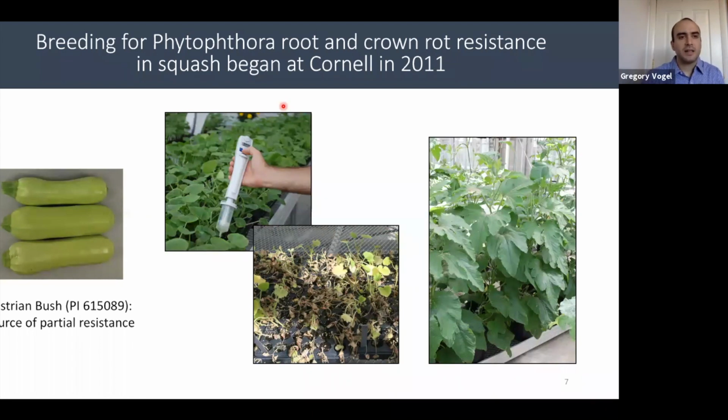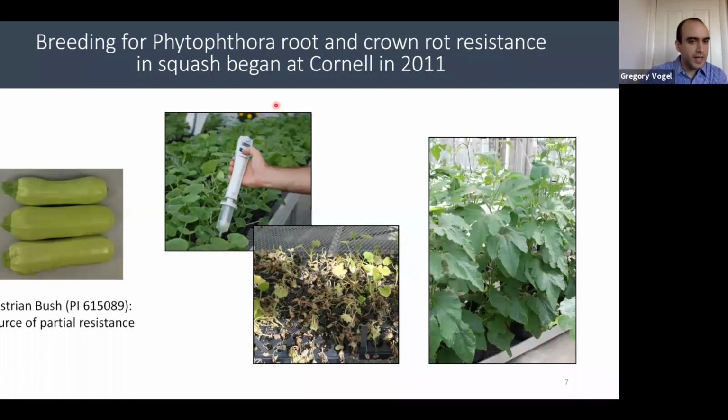A project began to breed for increased root and crown rot resistance in Michael Mazurik's squash breeding program in 2011, several years before I started as a graduate student. It was a collaboration between Michael's lab and Chris's lab. And when I first started as a graduate student, I was really happy to be able to participate in this. And the strategy that was employed was fairly straightforward, and I'll talk about that a little bit.